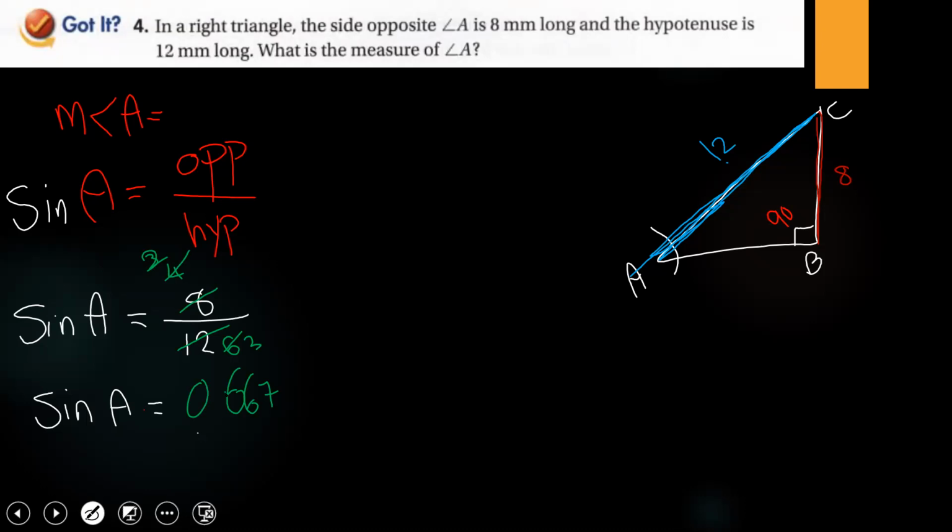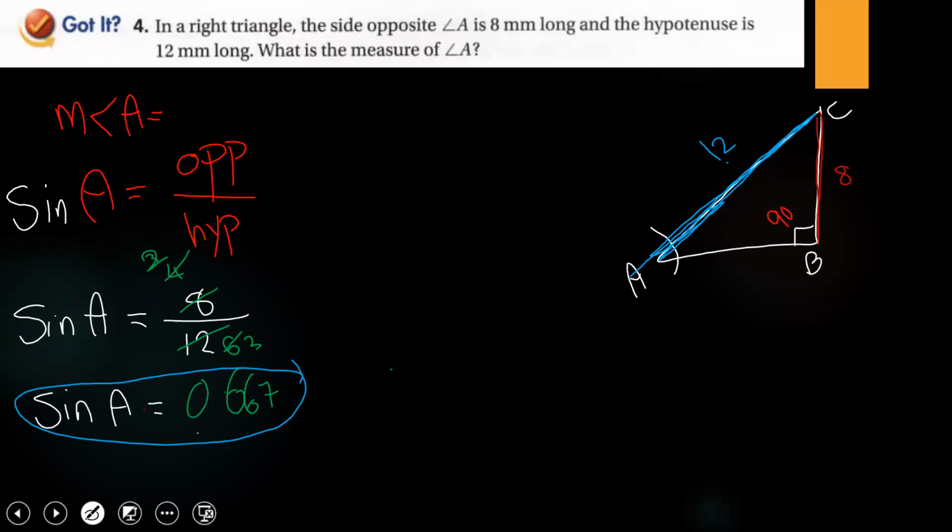Now, until now, is it clear? Yes, teacher. So I found that sine of angle A is 0.667. This is the first step. Teacher, what's this m∠A? This is the measure of angle A, I mean. I need to find it. Okay. So the first step, I wrote sine A is opposite over hypotenuse. After that, I found from these two sides that sine A is 0.667.